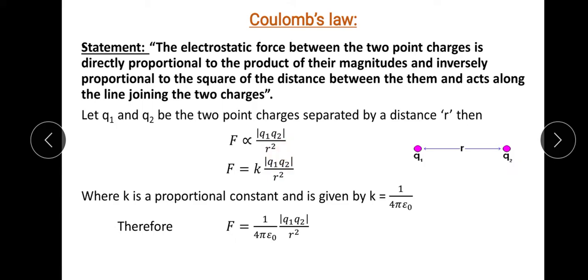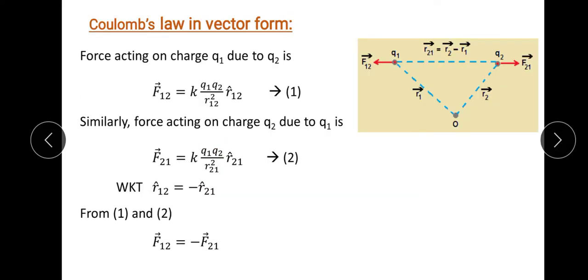In the numerator we have the product of magnitudes of the charges, which means if I increase the magnitudes of the charges, the force between them also increases. Correct? And r square is in the denominator, where r is the distance between the 2 charges. If I increase the distance between the 2 charges, then the force will decrease because r square is in the denominator. Right. Now let us write Coulomb's law in vector form.